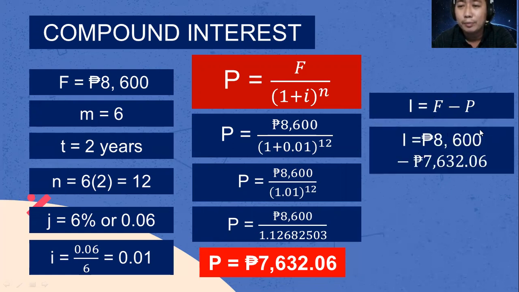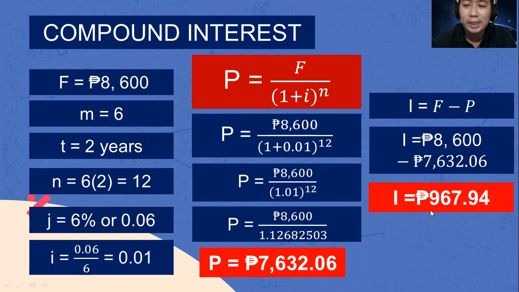Maturity value minus P. Here's the principal amount. 8,600 pesos minus 7,632.06. The answer is 967.94. So this is the amount of compound interest. Since there are different formulas, like if the given is P and when the given is F, we are going to solve first by means of using different formulas based on the problems that we had a while ago. I hope you were able to follow our discussion on compound interest.